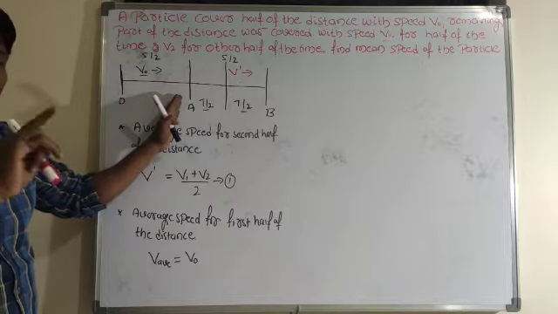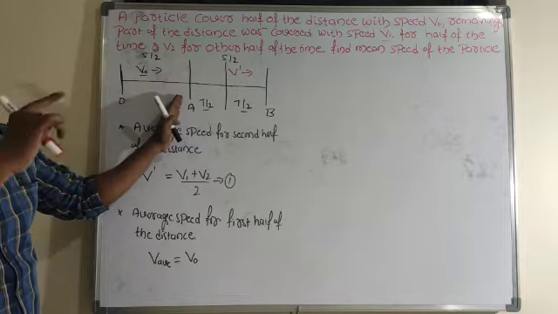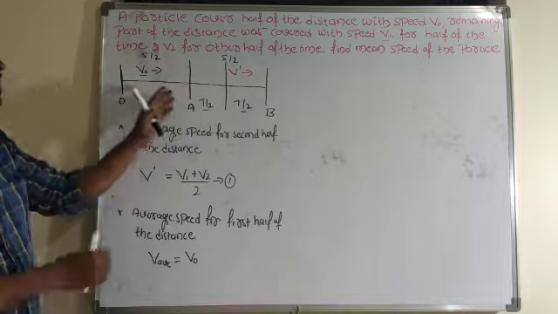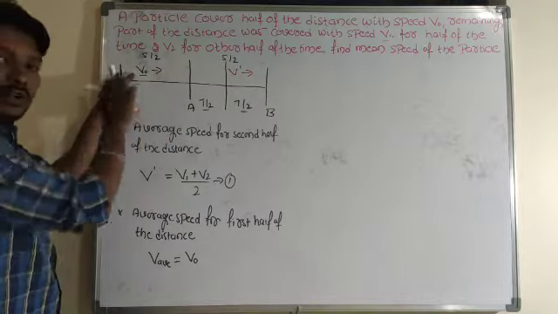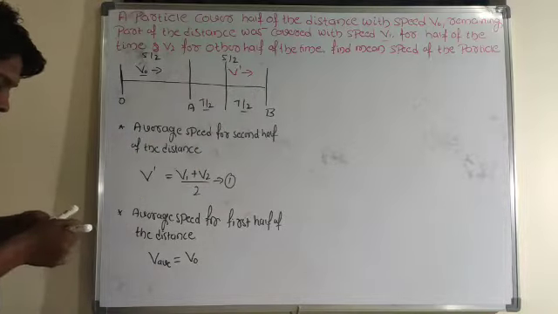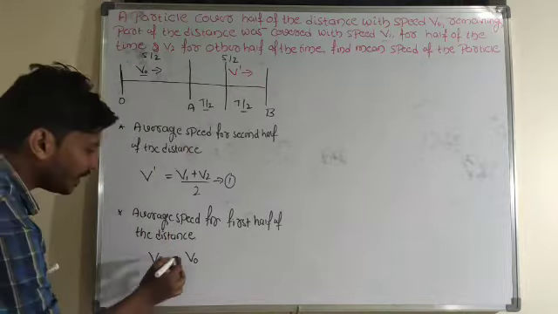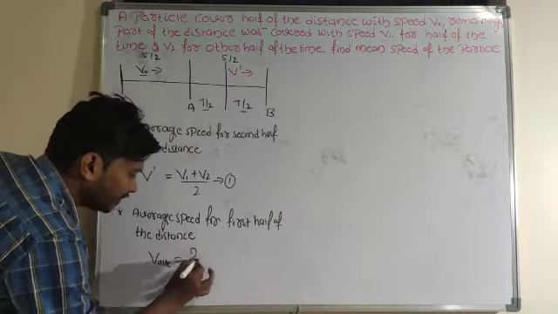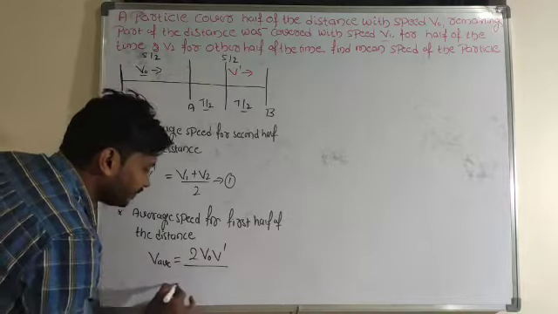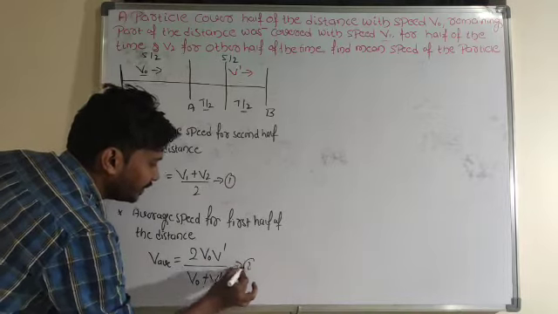Distance is same. So for same distance, what is the connecting formula for average speed? 2 times V1 into V2 divided by V1 plus V2. V1 means first speed, V2 means second speed here. So which is the first speed here? V0 is the first speed. Which is the second speed here? V dash is the second speed. So shall I write this equation for the average speed for the first half of the distance here? So 2 times the first speed V0, second speed V dash, divided by V0 plus V dash. So hope you get it here.